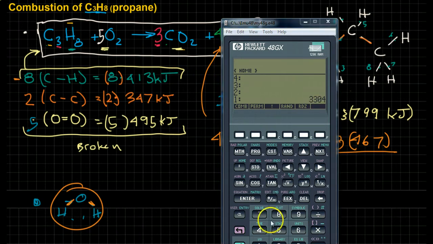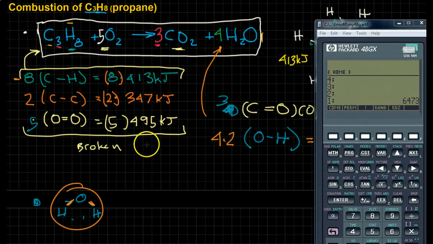Okay, the next step is 347, and that's going to be twice. And then 495, and then 5 times. Okay, and I'm going to add those all up. Plus, plus. That comes out to 6473 kilojoules per mole in breaking bonds.